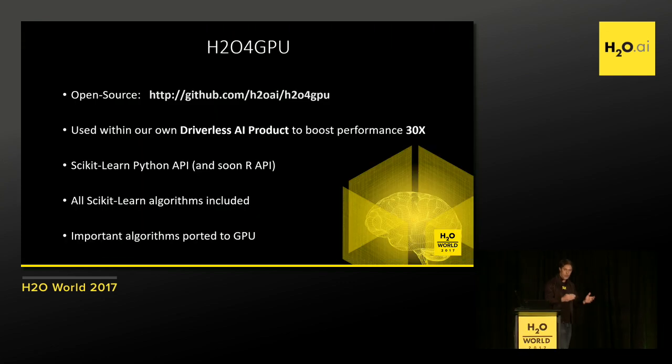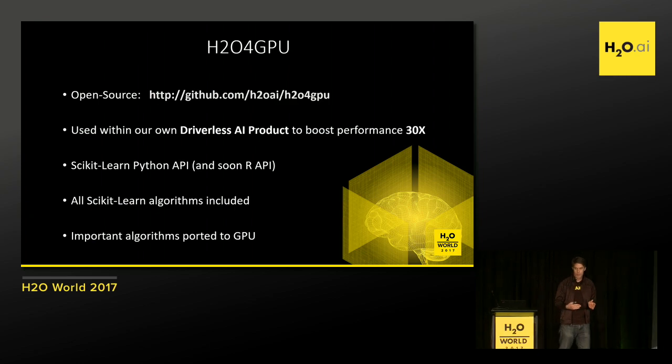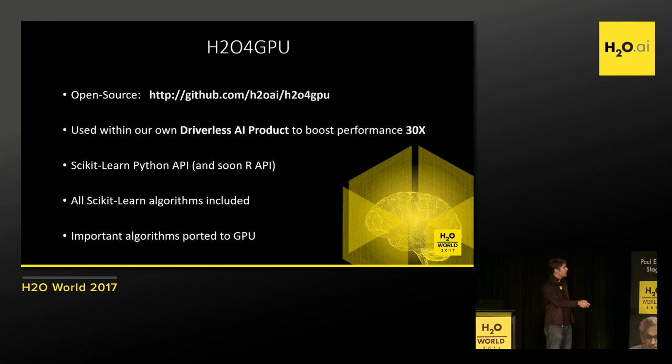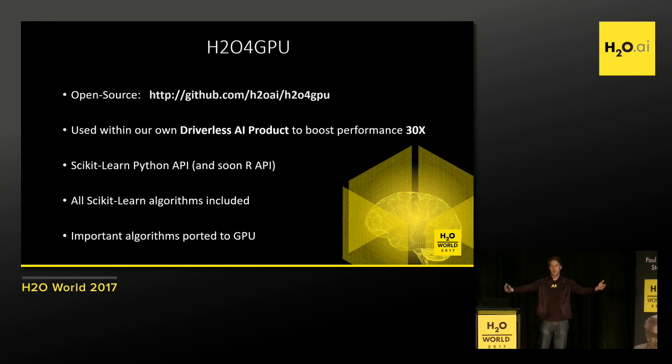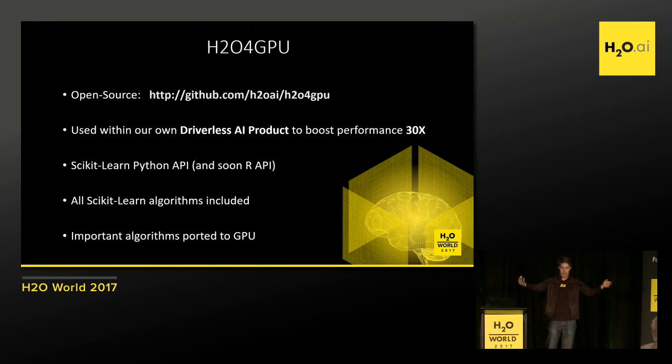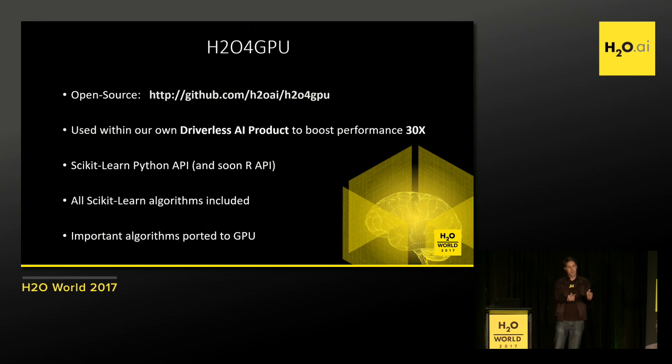So H2O4GPU is the new product. It's open source. It's available on GitHub. Anybody can use it. Anybody can contribute. Please do contribute. It's used within our own Driverless AI product to speed up some operations by 30 times. Like, for example, if you run the entire Driverless AI product for some data sets, it will be 30 times faster on a GPU system than a CPU system. So that's a huge performance gain.